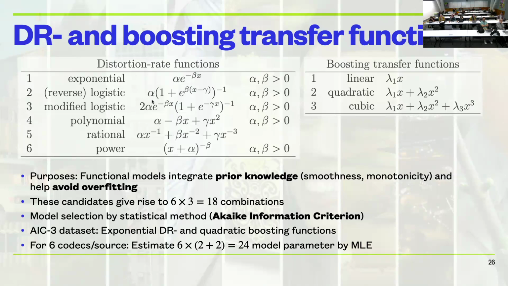So we have 2 parameters, alpha and beta here, and then also 2 parameters for the quadratic boosting function. We have to estimate 4 parameters per codec per source. Okay, altogether then 24 model parameters for 6 codecs per source. So when you run an optimization, we have all those cross-codec comparisons. You cannot estimate one distortion rate function at a time. You have to estimate all of them together for one source. So the number of unknowns in the optimization is 24.